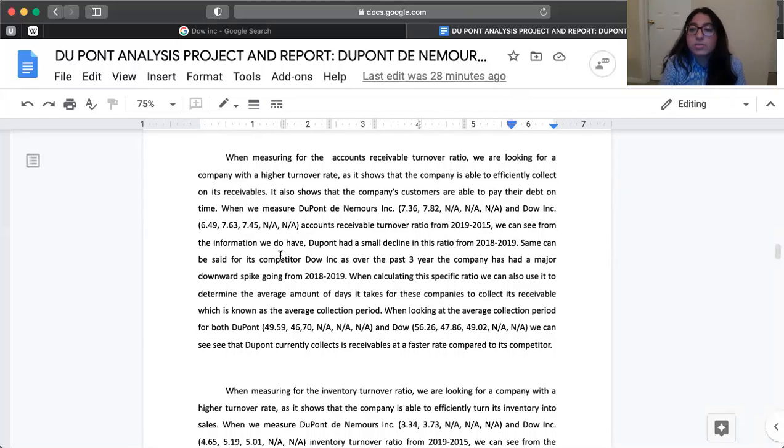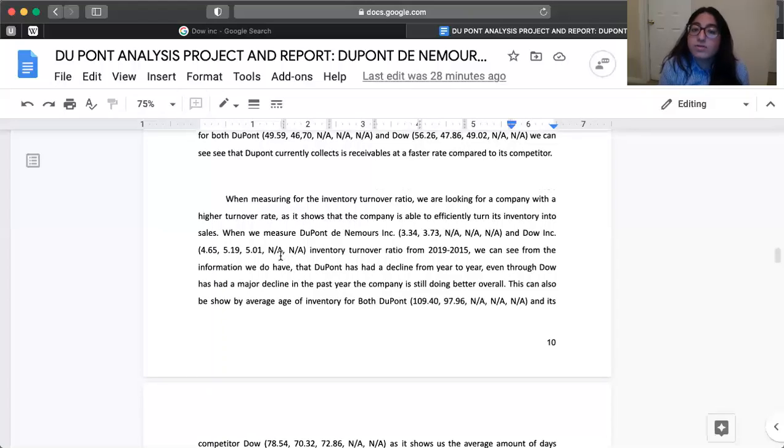When calculating this specific ratio, we can also use it to determine the average amount of days it takes for these companies to collect their receivables, which is known as the average collection period. When looking at the average collection period for both DuPont and Dow, we can see that DuPont currently collects its receivables at a faster rate than Dow.